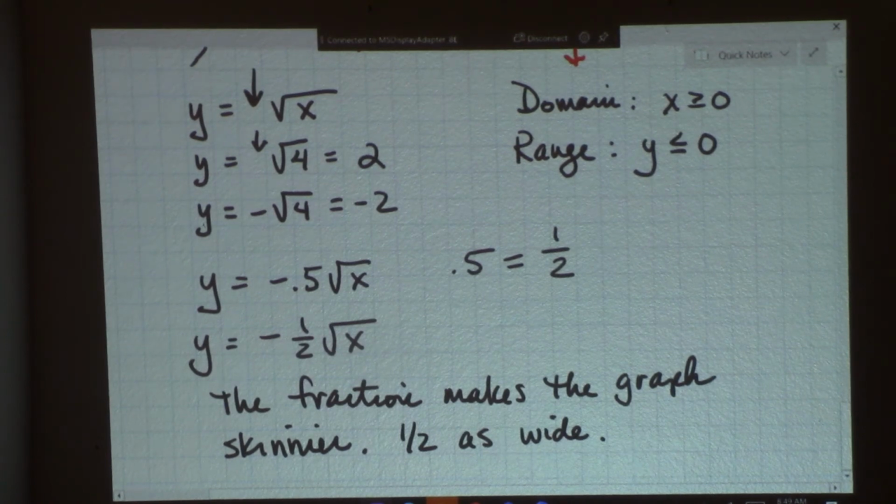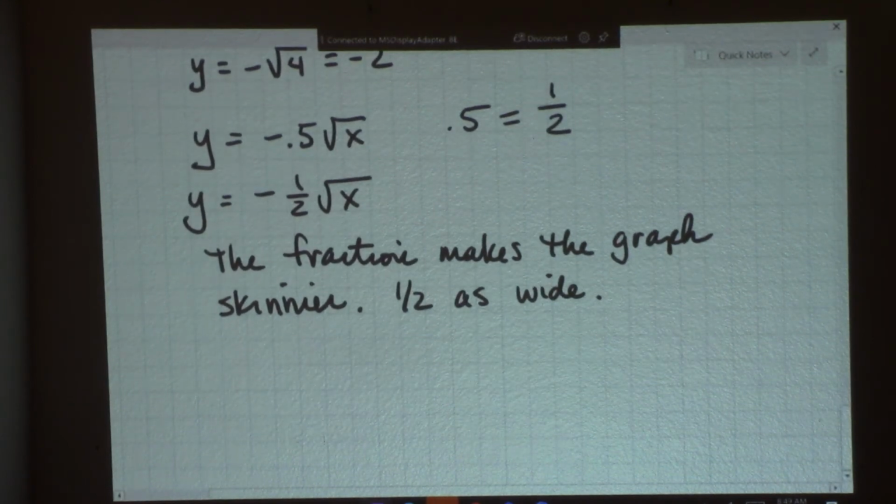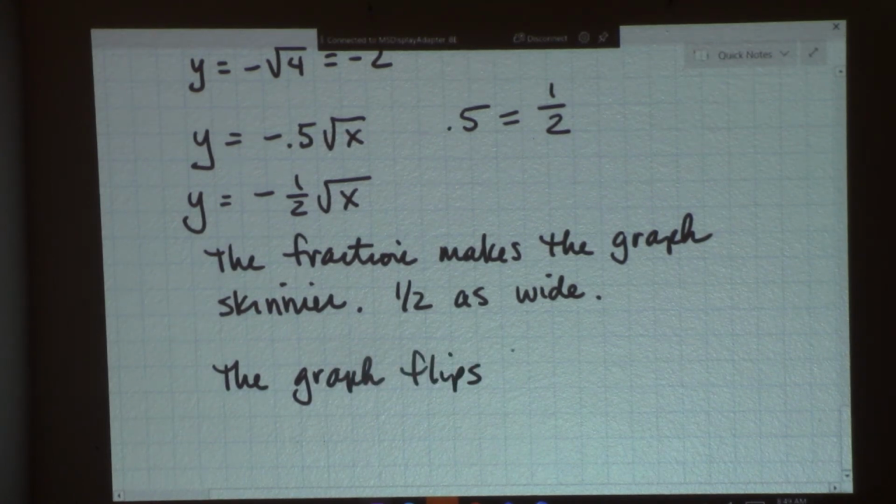And what happens when the coefficient is negative? When the coefficient is negative, then the graph flips below the x-axis.